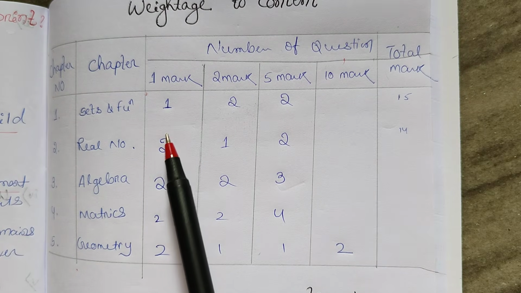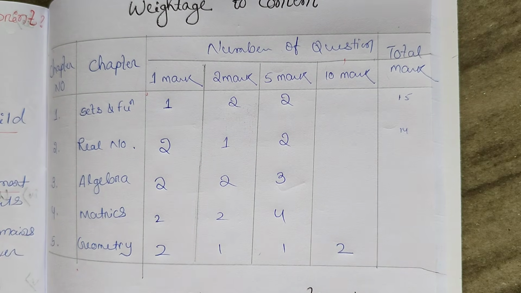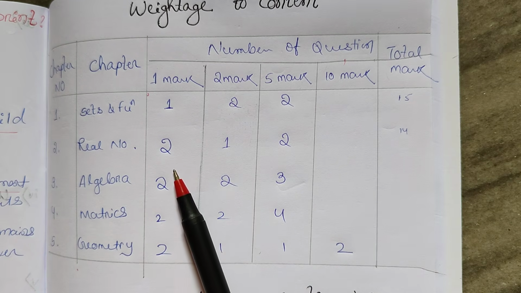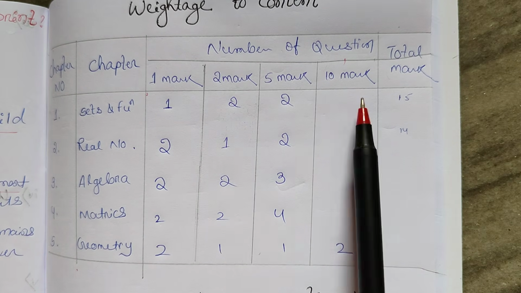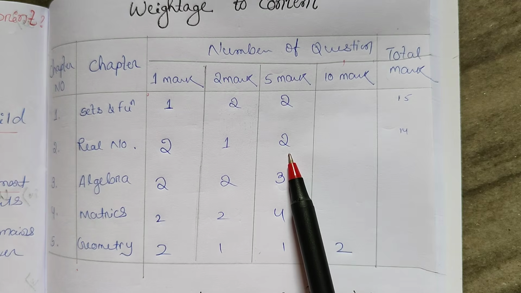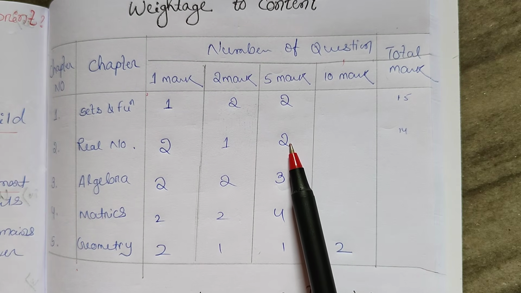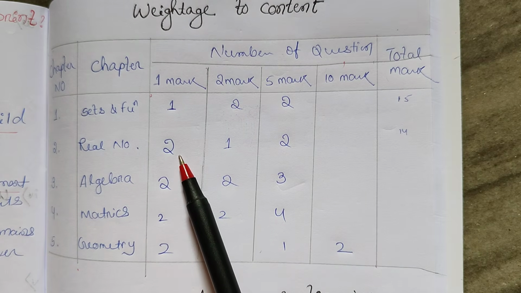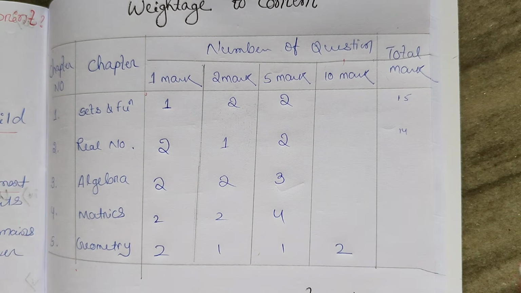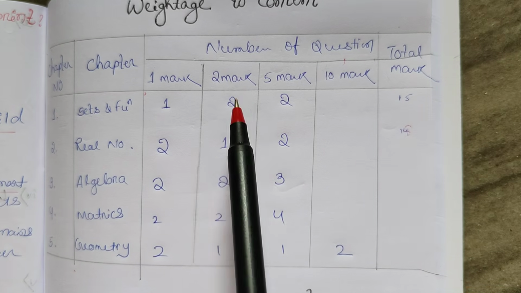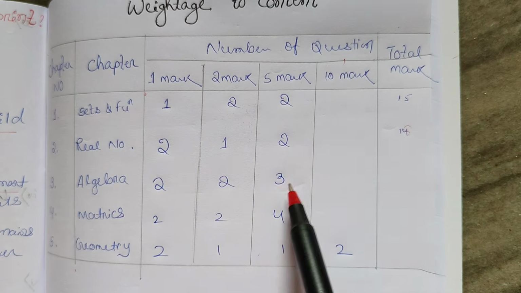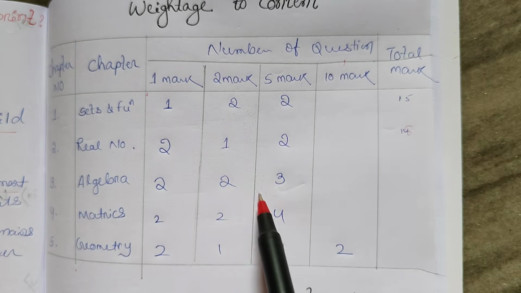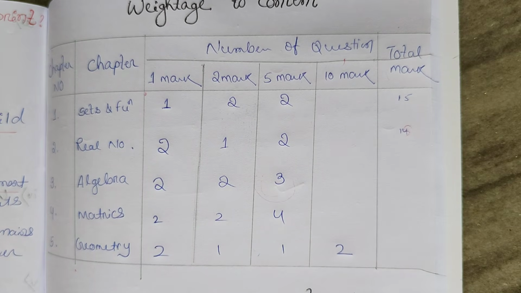Real number: 1 mark 2 questions, 2 mark 1 question, 5 mark 2 questions will come. So total 5 2s are 10. Here 1, 1. Here 2 2s are 4. Here also 15 marks. Algebra: 1 mark 2 questions, 2 mark 2 questions, and 5 mark how many questions from algebra? 5 mark 3 questions. Like that they will prepare.